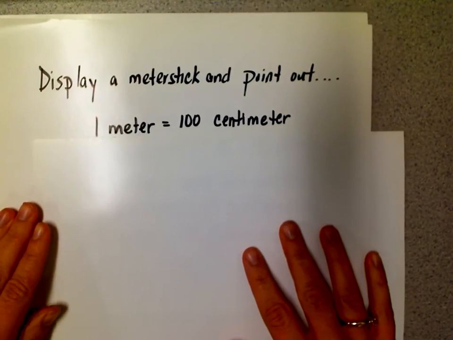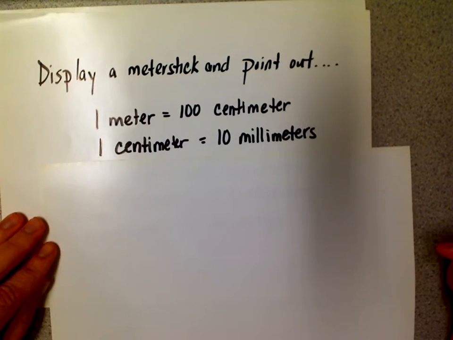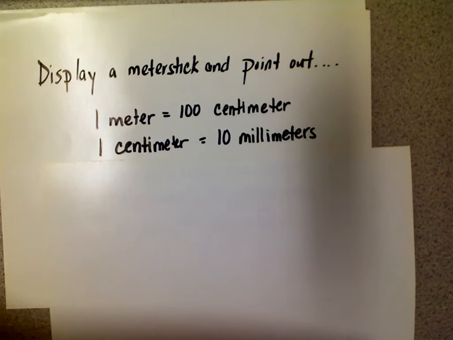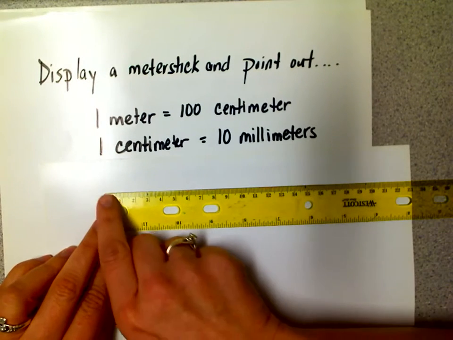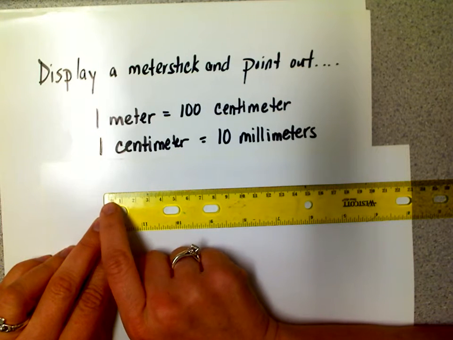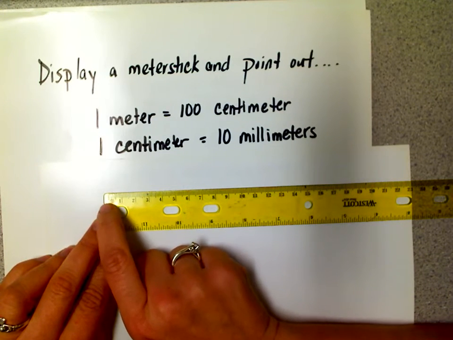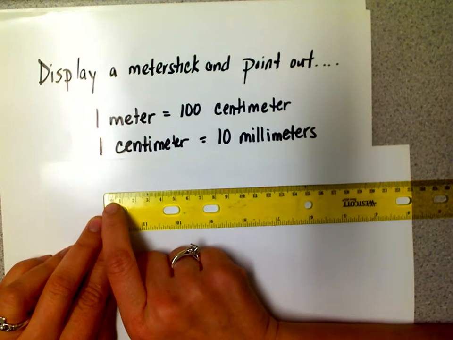Now let's take a look. I'll just cover some up. 1 centimeter on the meter stick, or even a regular ruler, as you can see right here, I have 1 centimeter. That is 10 millimeters. Now if you look, there are 10 little lines from the first long line to the 1. That is millimeters. Each of those is 1 millimeter, and 1 centimeter has 10 millimeters.